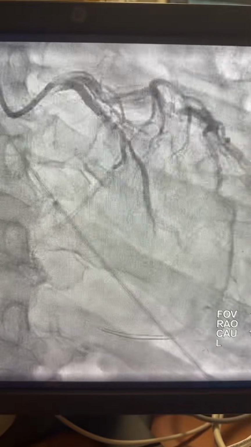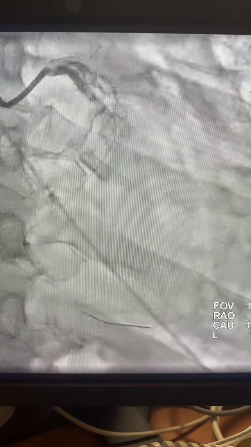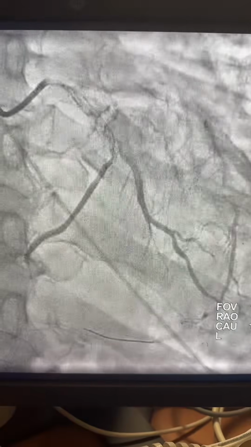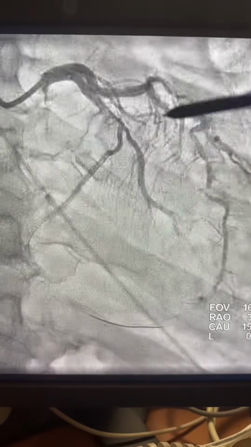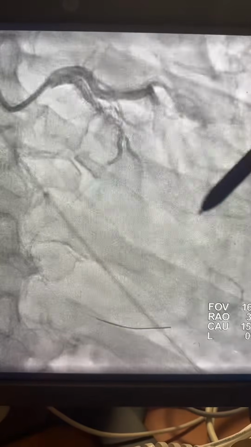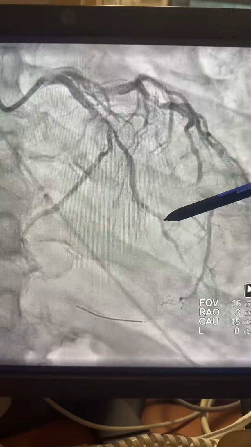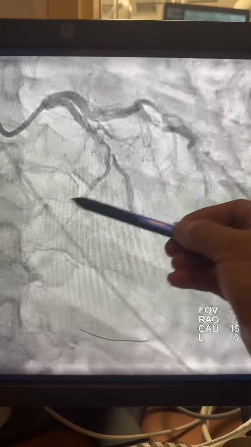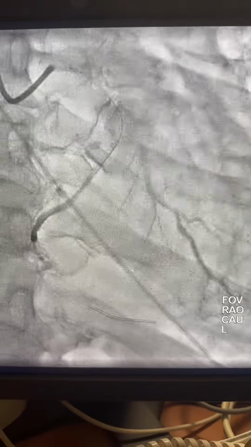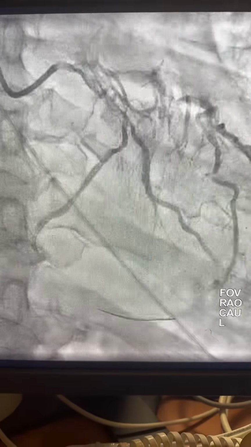After inflation you see the vessel. We have a very large system in the OM, which is feeding the apex. Tight lesion there, there is a moderate lesion there, and this branch is feeding the large PL or PDA branch. Right away advance another wire toward the major OM and do inflation now with a higher or bigger balloon, which is 2.75.